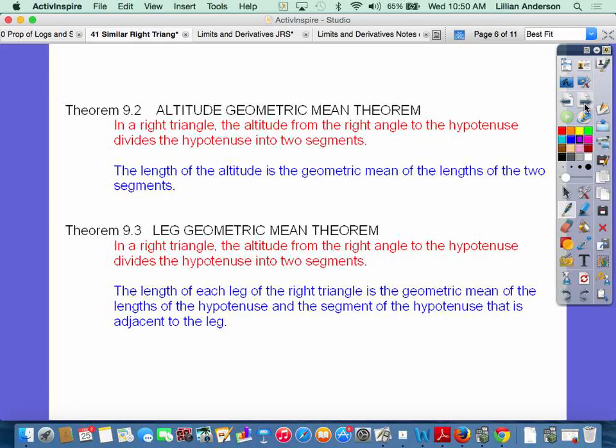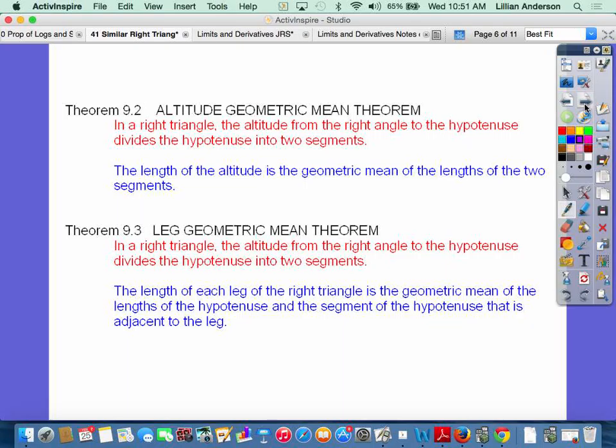Does anybody know what regular mean is? Yes. And then what is it? Add up a certain amount of numbers. It's average. You add up the numbers and you divide, okay? Well, geometric mean is similar, okay? You're dividing here. More specifically, you have two sets in which you're dividing, okay?